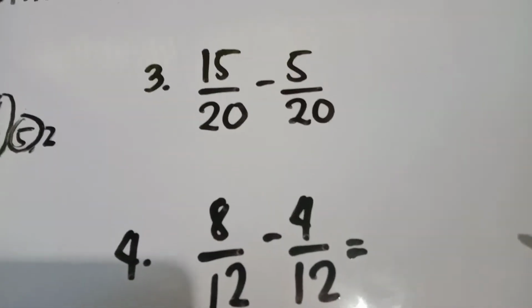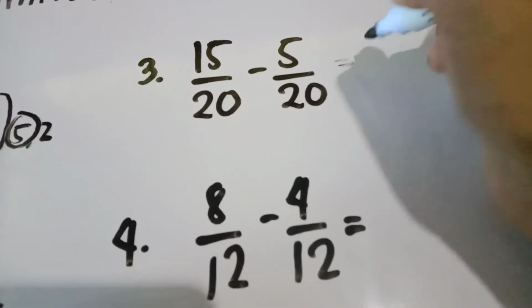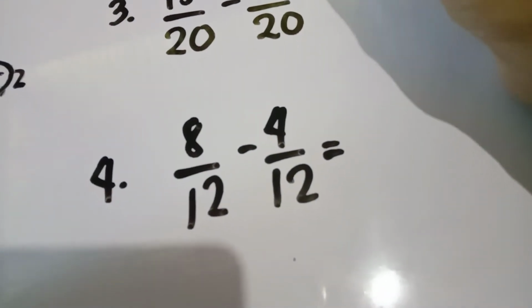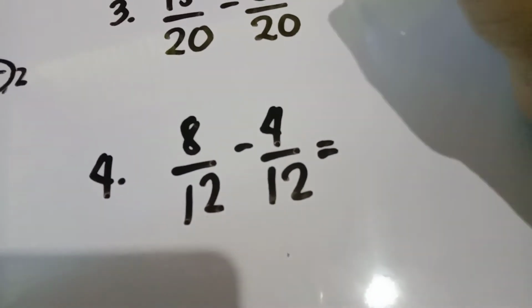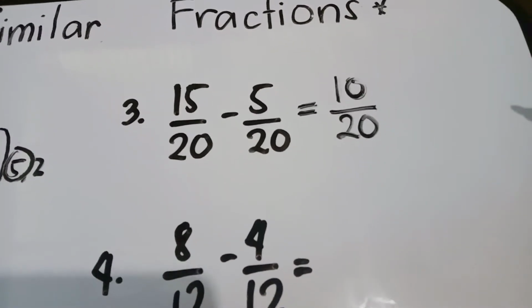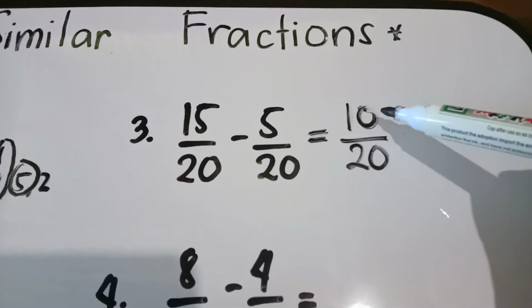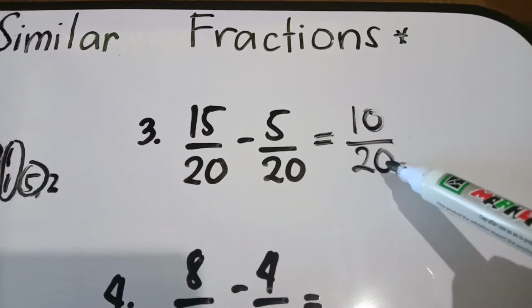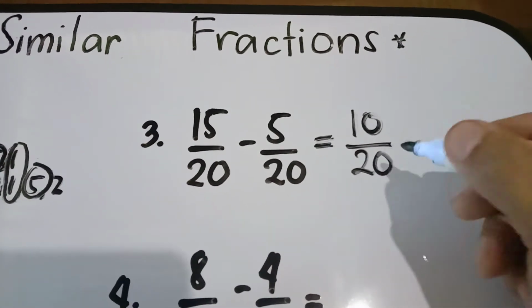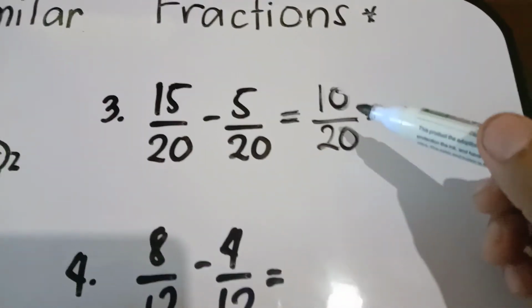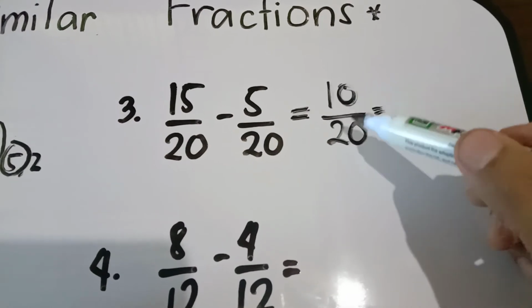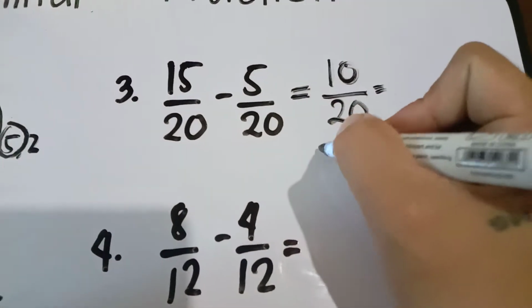15 over 20 minus 5 over 20. So simply subtract the numerators. 15 minus 5, that is 10. Then copy the denominator, which is 20. So 10 over 20. Okay. Next, of course, hindi pa po lowest term yung 10 over 20. So we are going to change or express 10 over 20 to lowest term by finding the GCF.